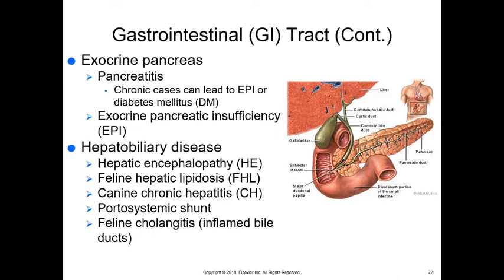Or portosystemic shunts. And then we also have feline cholangitis, which is an inflamed bile duct that can happen with cats, and that can cause a decrease in the bile that comes from the liver with all those bad byproducts into the digestive tract.